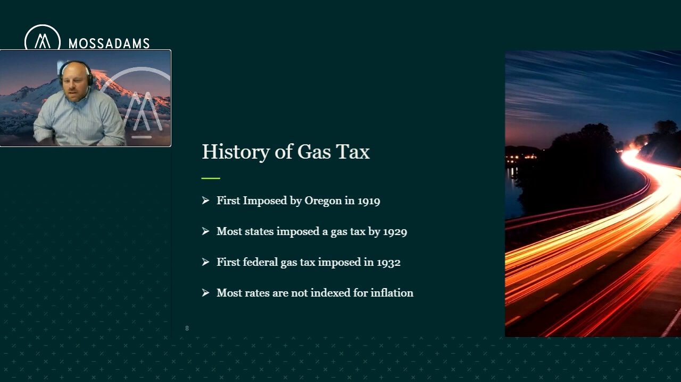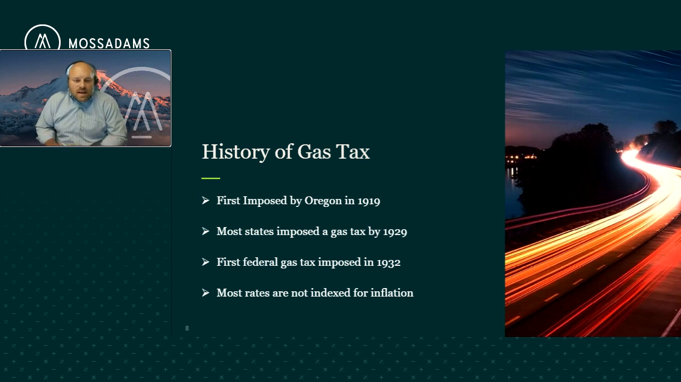The first one was imposed by the state of Oregon back in 1919. If you think about where the country was and what was happening with regards to cars in 1919, this was right after the Model T had been out for not quite a decade. And so a lot more people could afford a car and could start driving and using the roads. And so Oregon came in and imposed a penny a gallon tax, which at the time sounds pretty stiff to me, but that was the first one that came in, and they used that money for construction of roads and infrastructure to support cars.